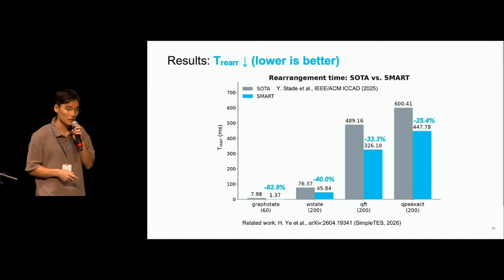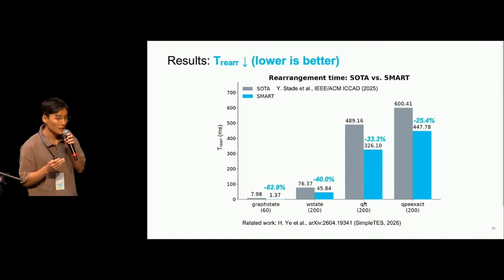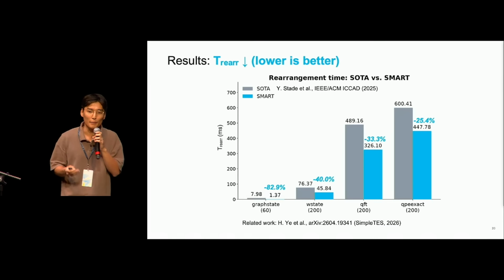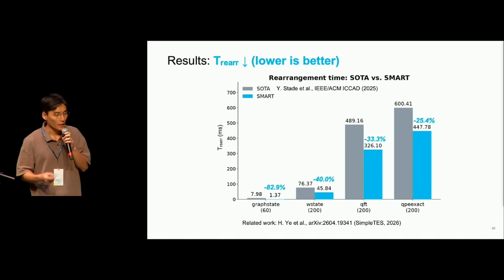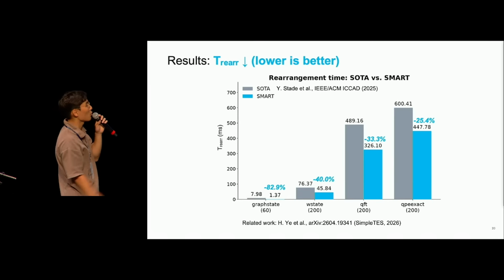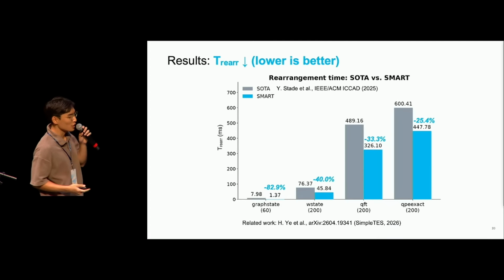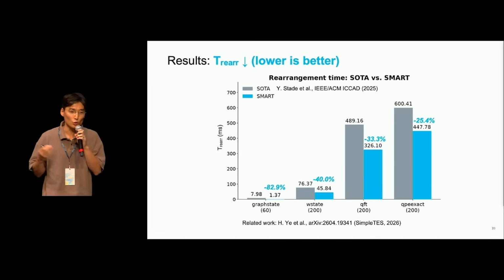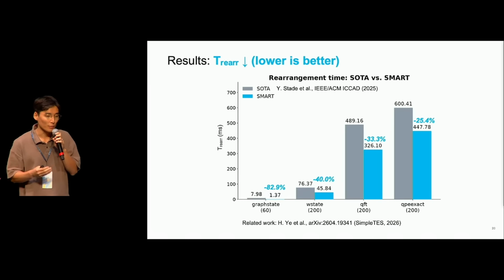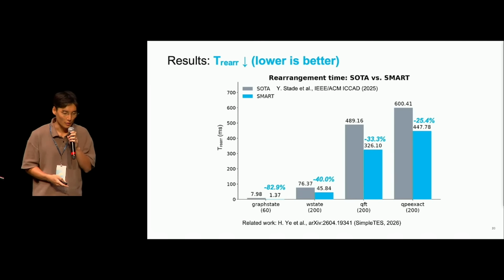And here are the results. Here, lower numbers are better because that means it takes less time to perform the circuit. And across these four benchmark quantum circuits, SMART solutions achieve from 83% to 25% lower rearrangement time compared to the state of the art.